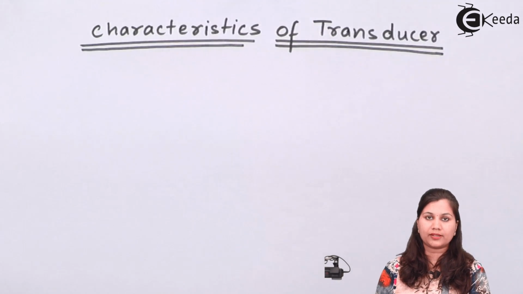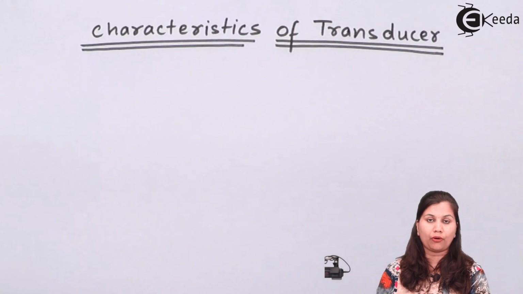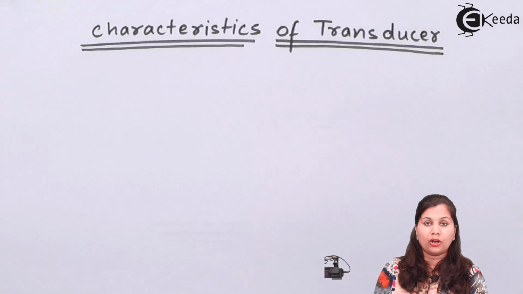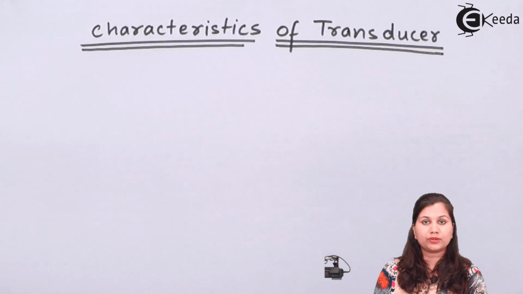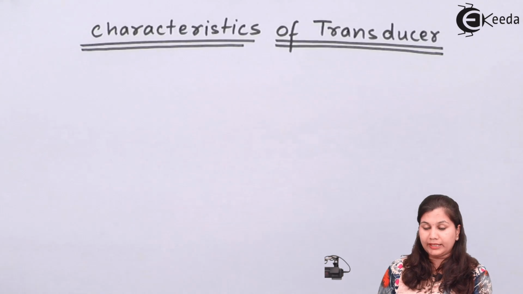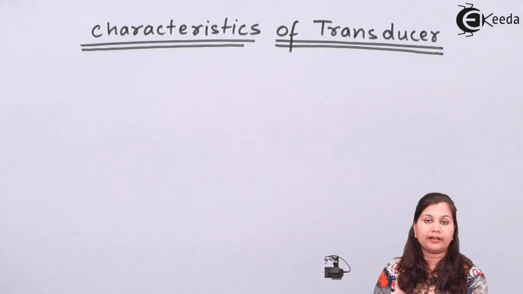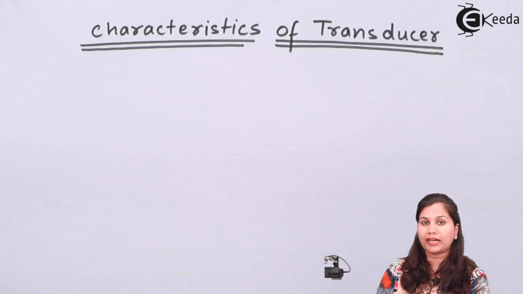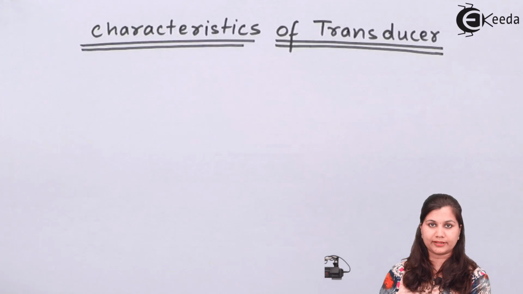Whenever we are choosing a transducer for a particular application or for a particular type of measurement, we have to consider the characteristics of the transducer while choosing a transducer for that application. So we can say that these characteristics are very important in the choice or in the selection of transducers for a particular application. If we see the characteristics of transducer, there are three types: input characteristics, transfer characteristics and output characteristics.